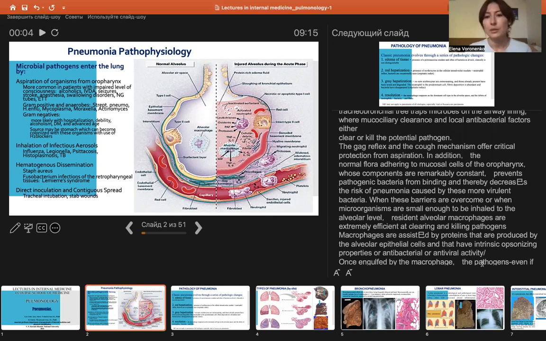The gag reflex and the cough mechanism offer critical protection from aspiration. In addition, the normal flora adherent to mucosal cells of the oropharynx, whose components are remarkably constant, prevents pathogenic bacteria from binding and thereby decreases the risk of pneumonia caused by these more virulent bacteria.